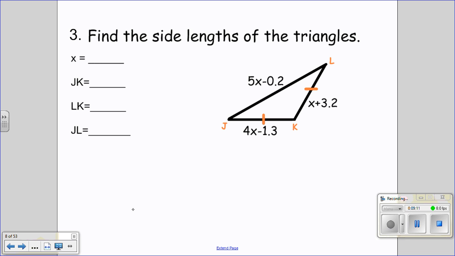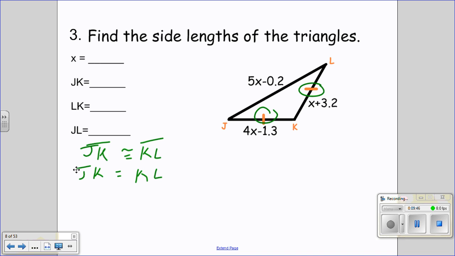Example 3. Find the side lengths of the triangles. First things first, I got to find out what x is in order to find the side length. Notice that JK and KL both have this little tally mark. So that means JK is congruent with KL, which means that JK's measure is equal to KL's measure.